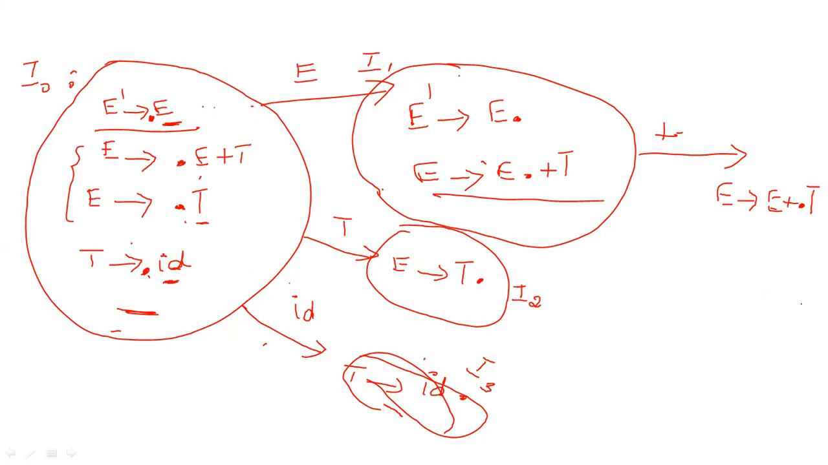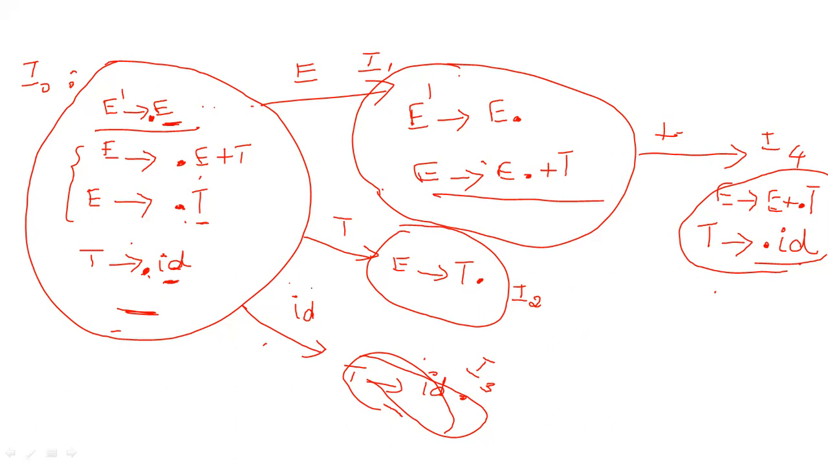Now observe this dot. After the dot, one non-terminal is there, so I need to add the productions for this non-terminal T. So T implies dot ID. Observe this newly created production: after the dot, a terminal is there, so there is no need to add any more production. Complete this, and this is nothing but set I4. Name it as I4. So from I1, I can give only plus as input.